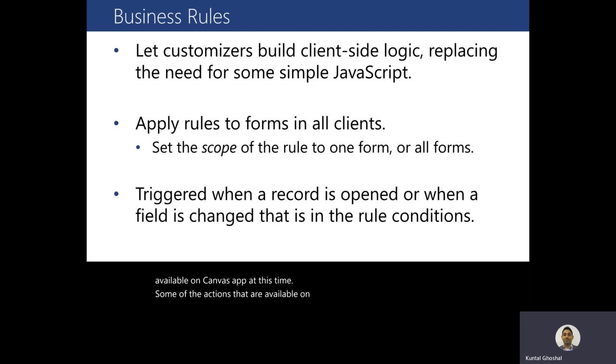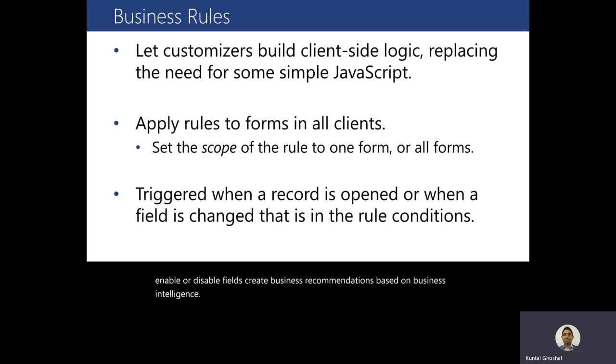Some of the actions that are available on the Canvas app as well as model-driven app are set field values, clear field value, set field requirement level, show or hide field, enable or disable field, validate data and show error messages, create business recommendation based on business intelligence. Some of the actions that are not available on Canvas apps: show or hide fields, enable or disable fields, create business recommendations based on business intelligence.